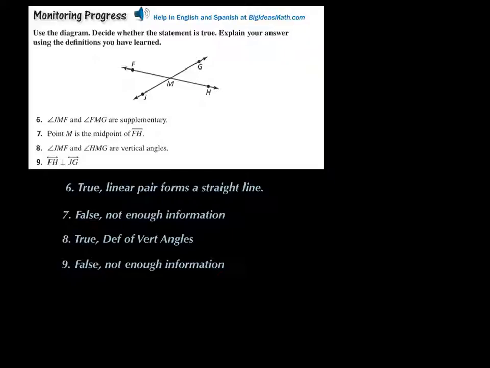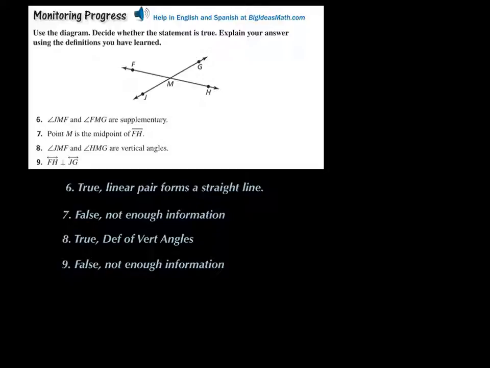JMF and HMG are vertical angles, and again, we know the definition of vertical angles, so we can say that that is true just based on the definition of vertical angles. If they share a vertex and they are formed by two intersecting lines, that's a definition of vertical angles there.